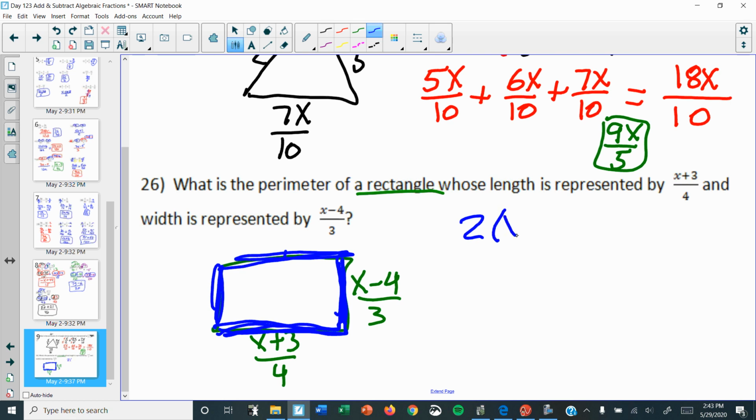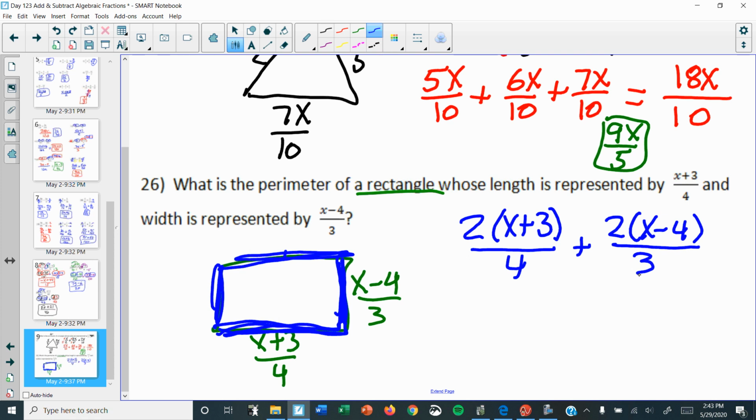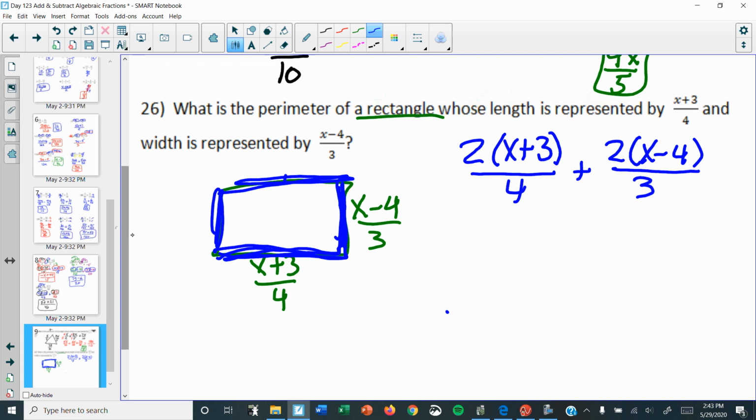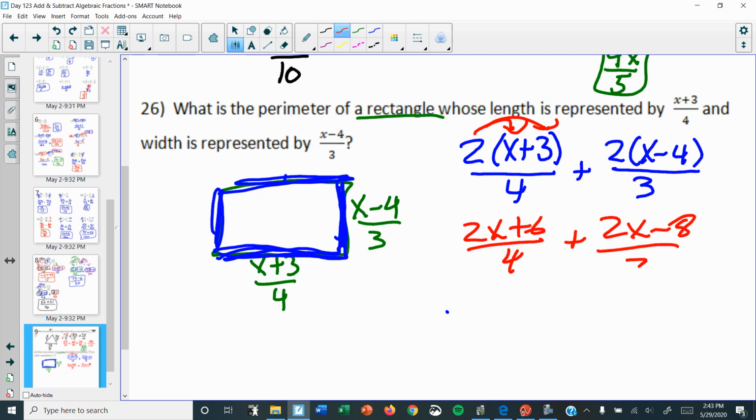Okay, so 2 times x plus 3 over 4 plus, notice how I'm not multiplying the denominator though, 2 times x minus 4 over 3. All right? Because again, there's 2 lengths, there's 2 widths. Okay? I'm actually going to multiply them first because there could be a lot of confusion with the distributing. So I'm actually going to distribute first. So you get 2x plus 6 over 4 plus 2x minus 8 over 3.